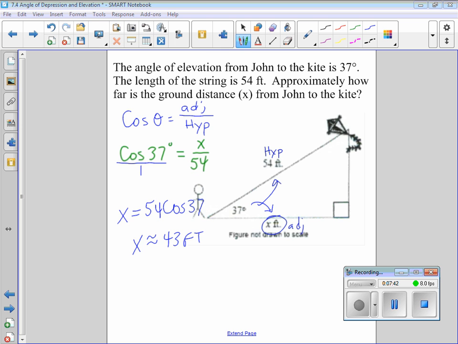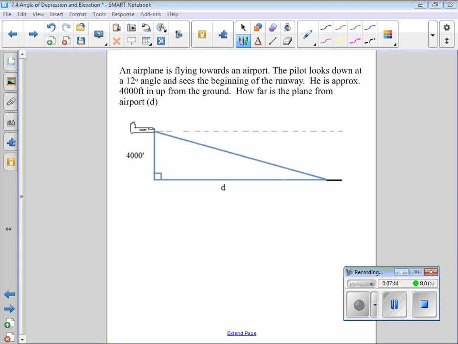All right, let's continue on. All right, so here we have an airplane is flying towards an airport. The pilot looks down and sees at an angle the beginning of the runway. Okay, so it says 12 degrees. So we need to figure out, where does that 12 degrees belong?